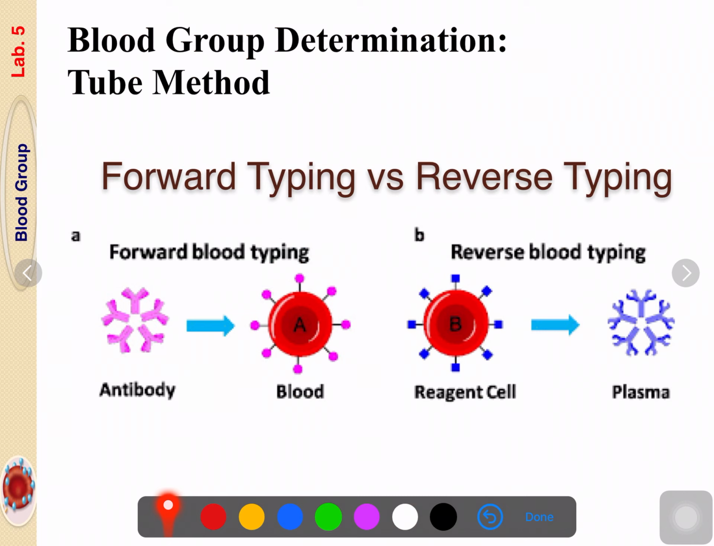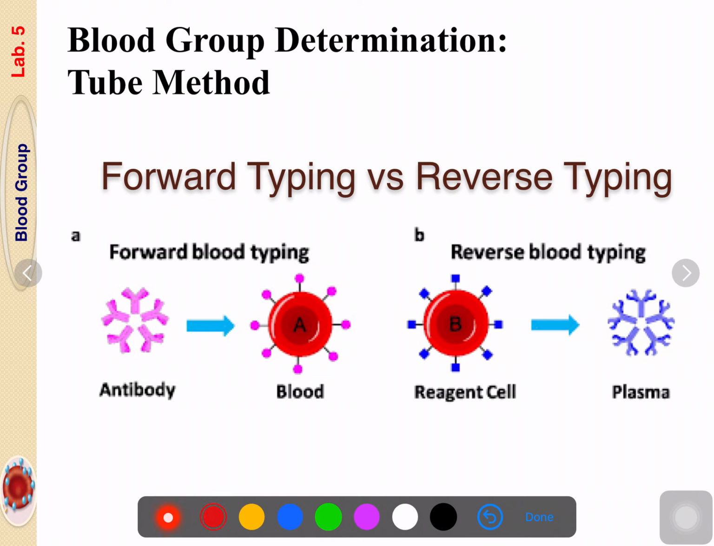Regarding the tube method, how to use the tube method in order to determine blood group. We have two parts: forward typing, blood typing, and reverse blood typing or blood grouping. What do you mean by forward, and what's the difference between forward and reverse? Forward is just like the slide method, but you have to do this inside the tube.